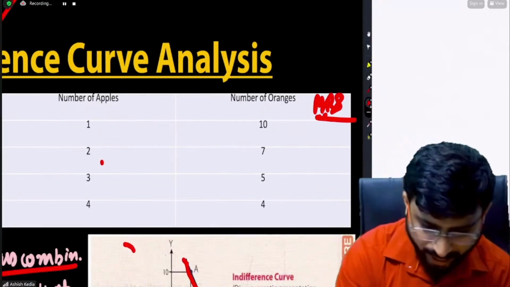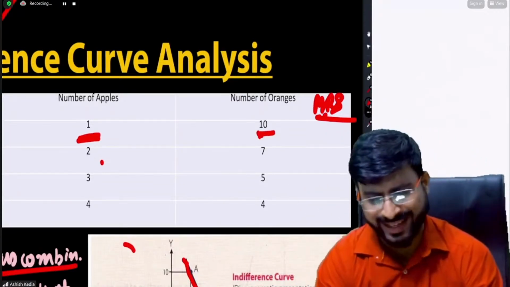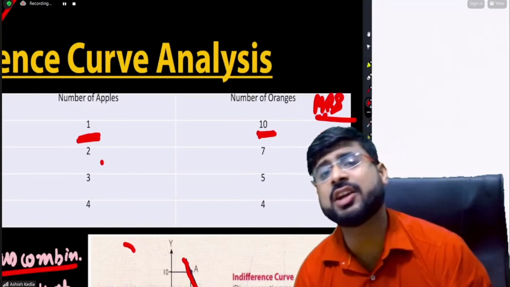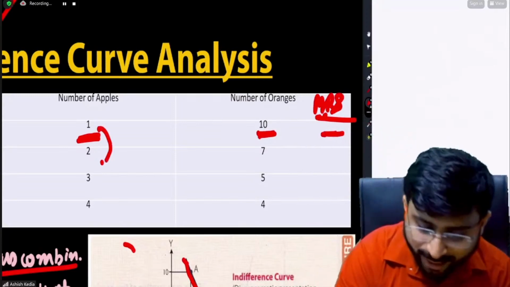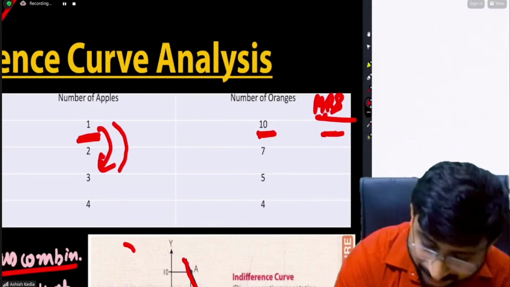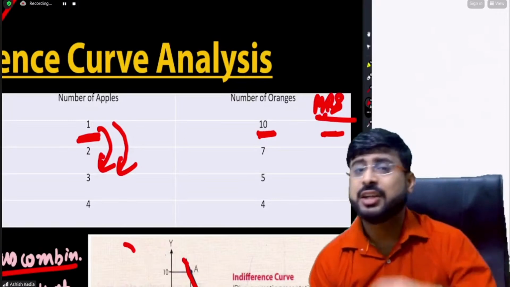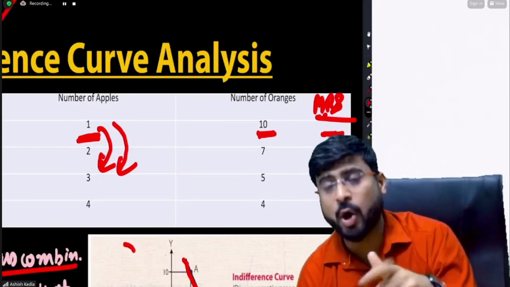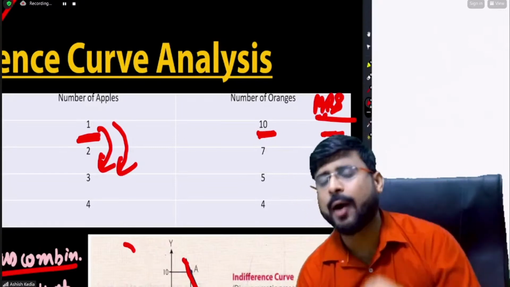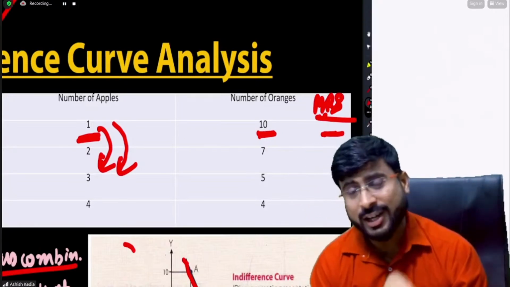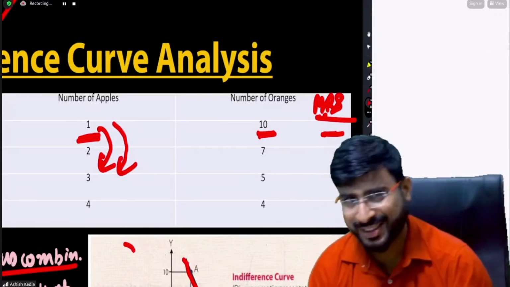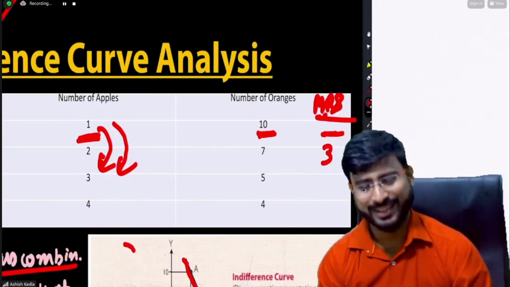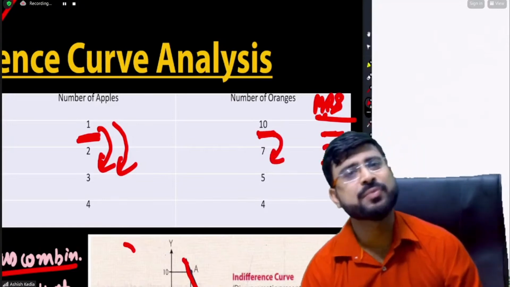See, when you are having 1 apple, you are having 10 oranges. So no sacrifice as such, correct? MRS means marginal rate of substitution. Now to have one more apple, see, initially you have fewer apples and more oranges. So what will happen? You are ready to sacrifice more oranges because you want more apples. So you are ready to sacrifice 3 oranges, from 10 to 7.